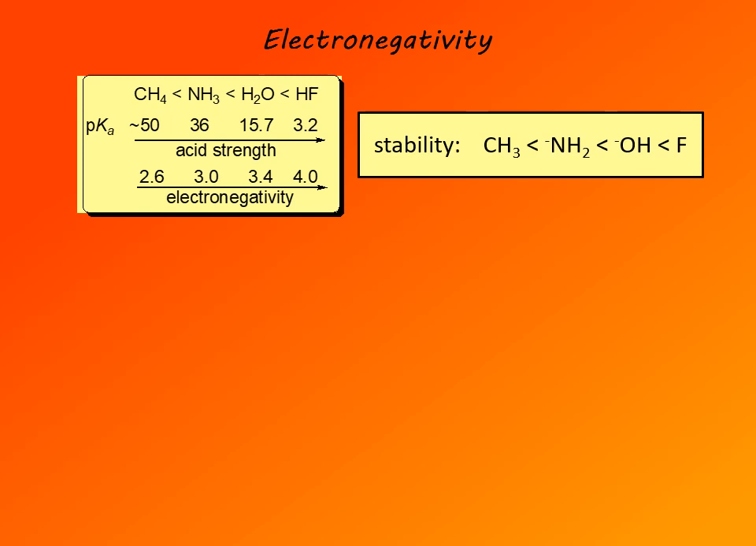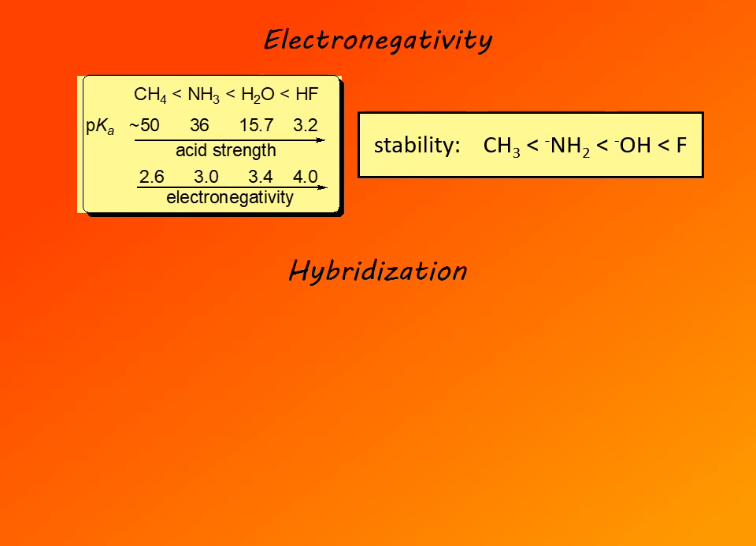So that's the effect of electronegativity. High electronegativity means that the resulting conjugate base is going to be stable or weak base, and therefore the starting acid will be a strong acid. And from this you can draw a conclusion that strong acid gives rise to weak conjugate base, and conversely weak acid gives rise to strong conjugate base.